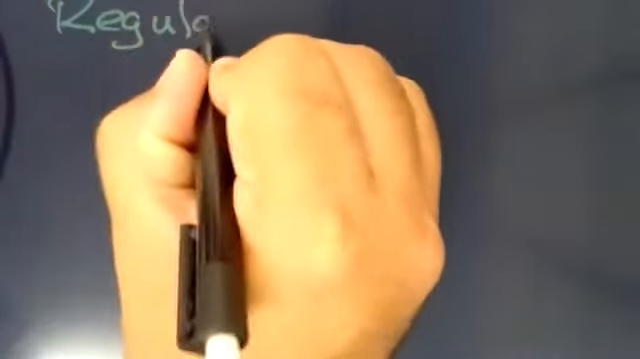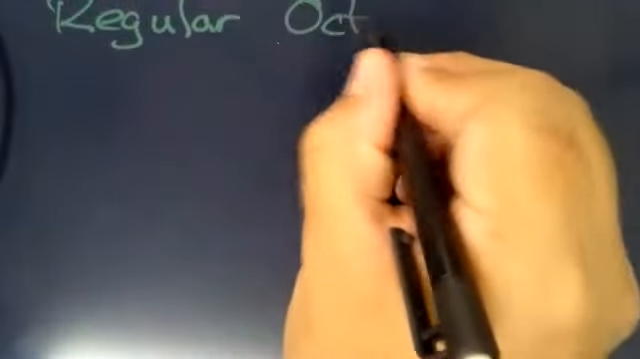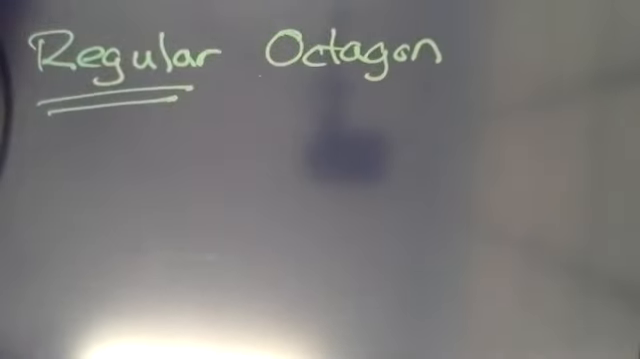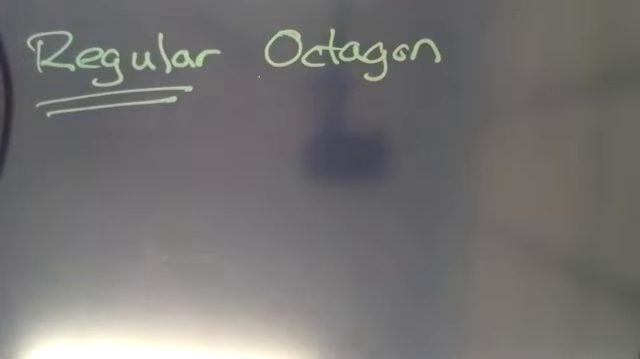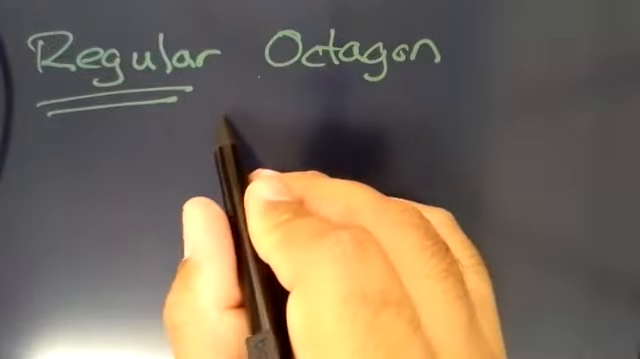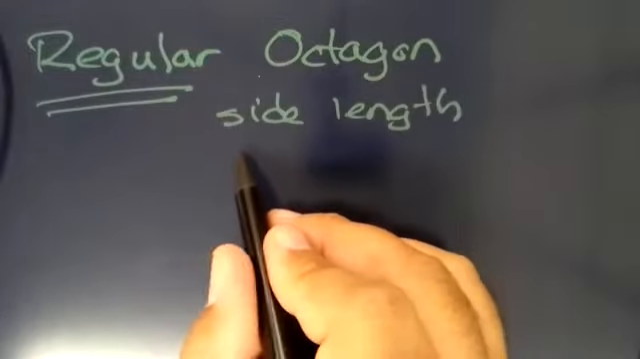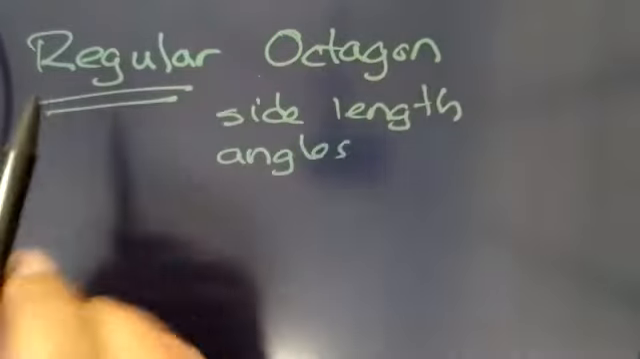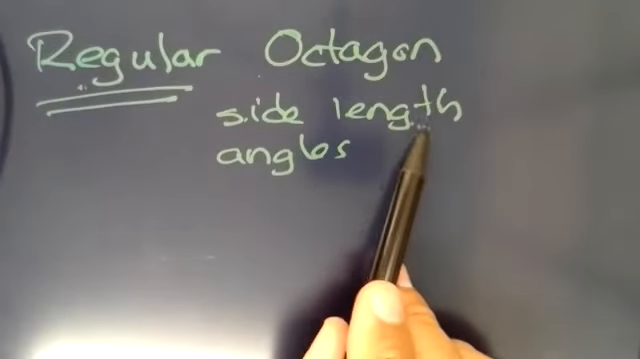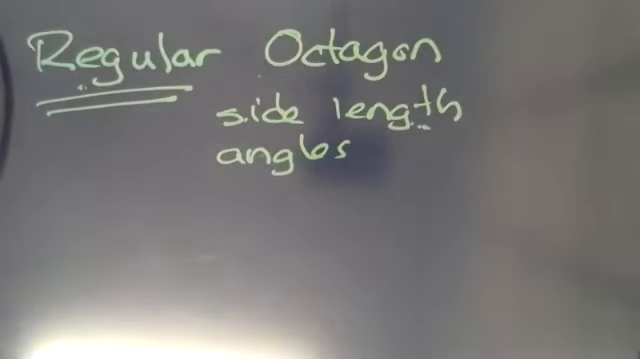Now let's say we have the keyword regular octagon. It has to have the word regular in the front, because if it doesn't, that means the side lengths could change and the angles could change. If it has regular, it means that all the side lengths are the same and all the angles are also going to be the same.